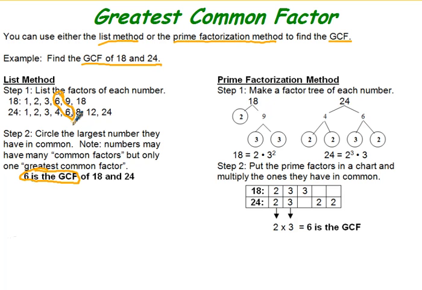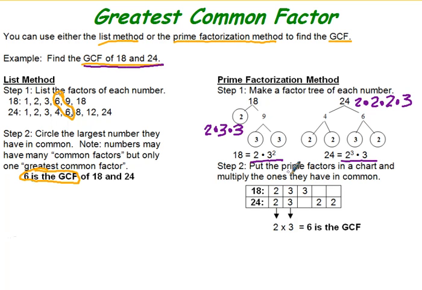With the prime factorization method, you want to make factor trees. So we're doing the same problem, the greatest common factor of 18 and 24. For 18, we do the factor tree, 2 times 9, circle the 2 because it's prime, and then 3 times 3. So your prime factorization is 2 times 3 times 3, or 2 times 3 to the second power. For 24, we have 4 times 6, 2 times 2, 3 times 2. So we'll end up with 2 times 2 times 2 times 3, or 2 to the third power times 3.